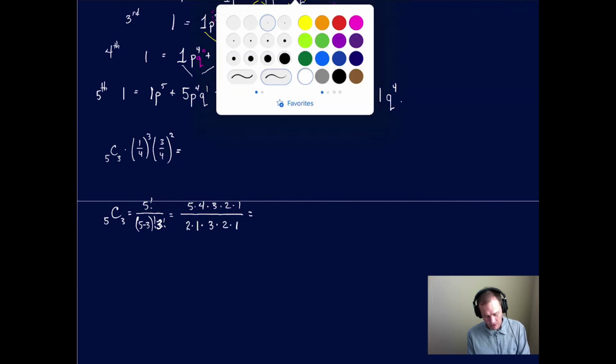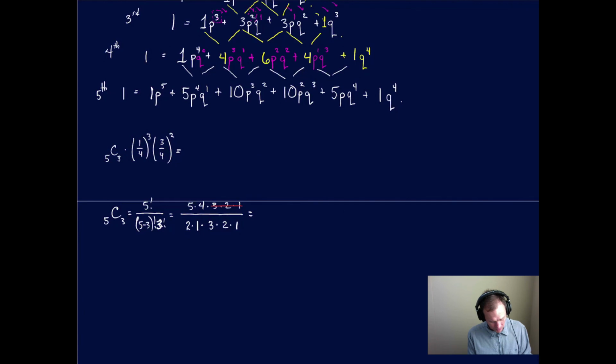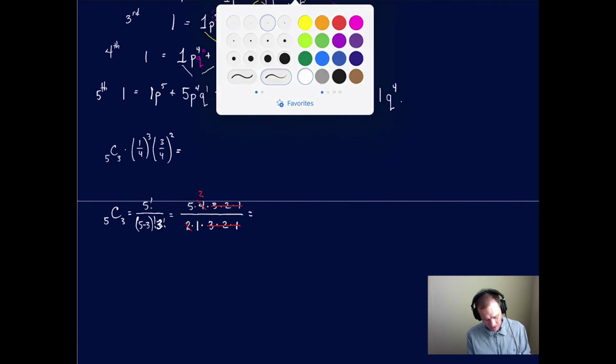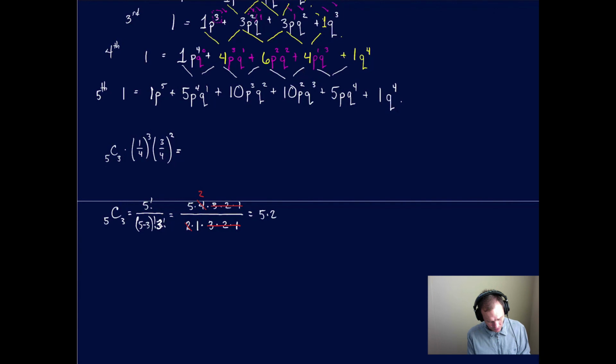Well, look at this. Look at what happens here. The 3 2 1s cancel, and then the 2 reduces the 4 down to a 2, and so what am I left with? When I clean all that up, I'm left with a 5 times 2, but that's 10. Well, wait a minute. Let's put this back in now. So this is 10 times, and remember what the 1/4 represented. The 1/4 represented the probability of success. Well, that's p, raised to the 3rd power. 3/4 in our example was the probability of a failure, squared.